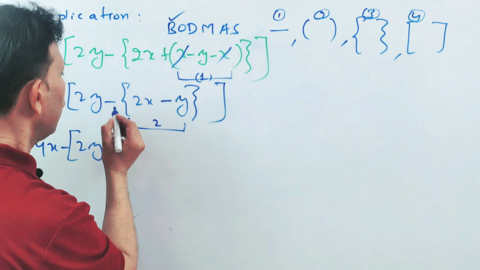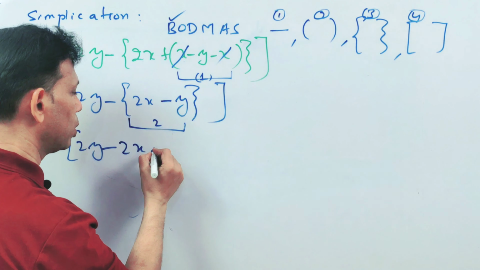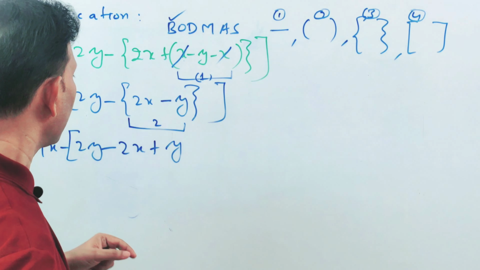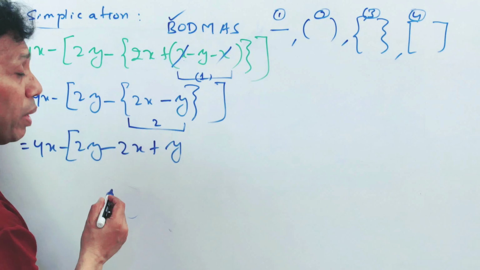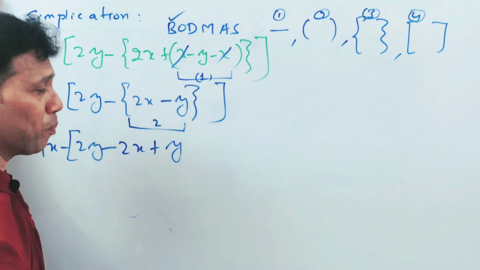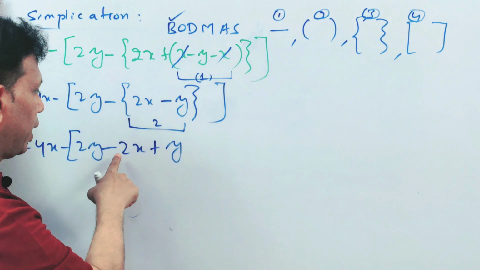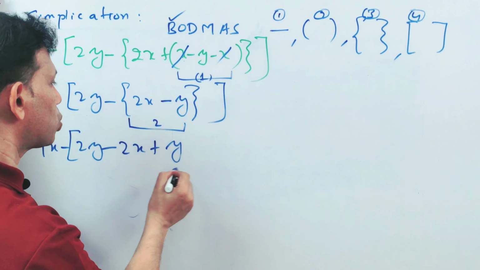Here we will say minus 2x, then minus minus plus y, because whenever a minus mark is there, the symbols will be changed. If plus, then it will be minus. If minus, then it will be plus. So I hope you clearly understood this.